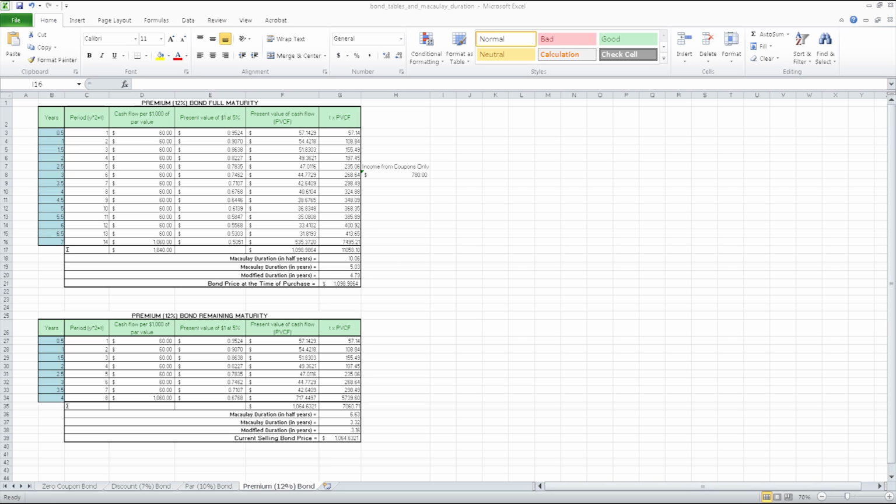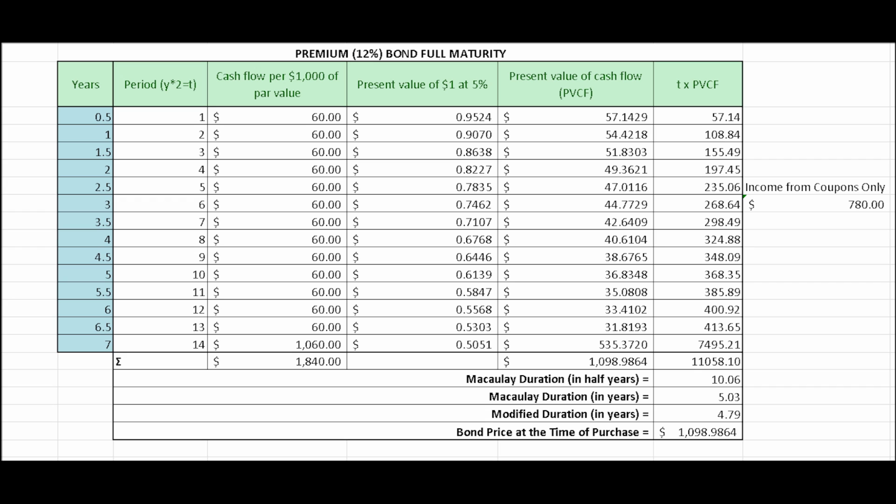Moving on to a premium bond, it pays 12%, meaning it pays 2% above the market rate of 10%. Again, to show you what this looks like, at year 7, or period 14, you will receive $1,840. Contrast that to $1,700 with the par bond, $1,490 with a discount bond, and $1,000 with the zero coupon bond. That's why the zero coupon bond is so cheap. It's $505 today.